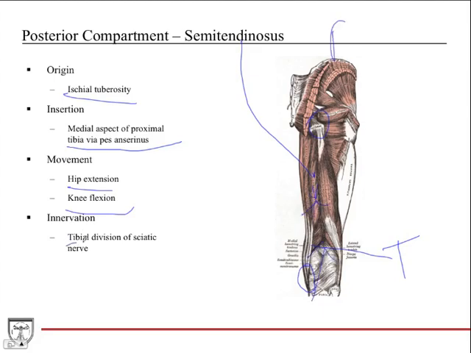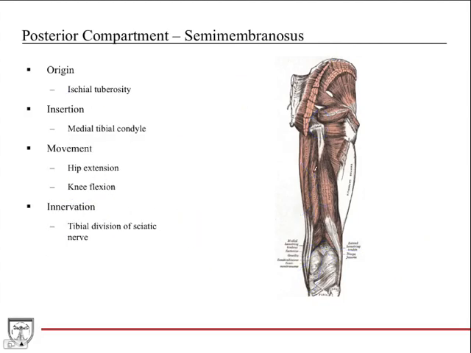Its innervation, tibial division of the sciatic nerve. It's a posterior compartment muscle. So we're going down the line here. So this is semitendinosus. This is semimembranosus.